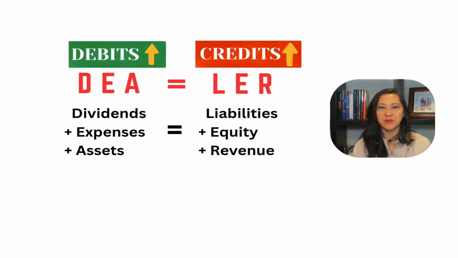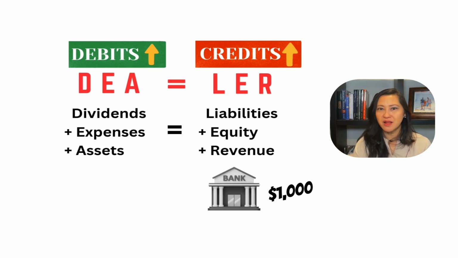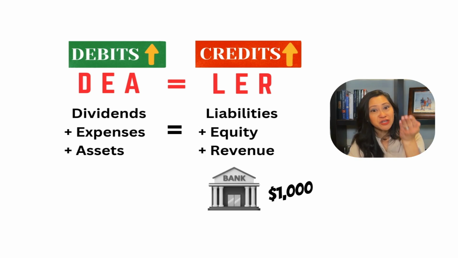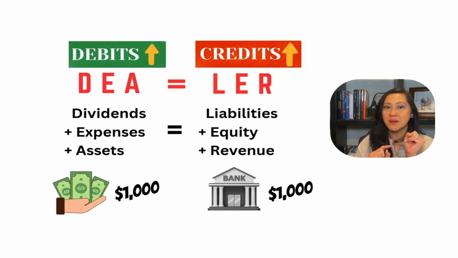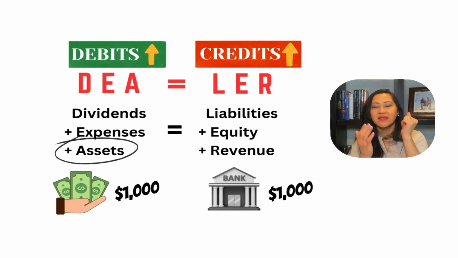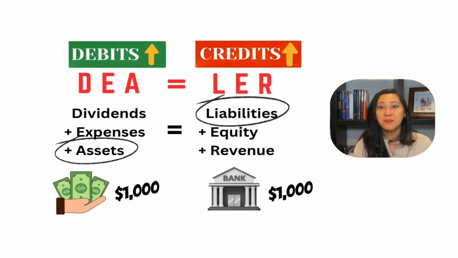Here's our second example. Your business borrows $1,000 from the bank. Cash increases, that's an asset. Loan increases, that's a liability. Assets go up, liabilities go up. Still balanced. Now, did you know QuickBooks is already applying debits and credits for you? Your job is simpler. Choose the right category. Understand where something belongs. When you understand dealer, your reports stop feeling random.